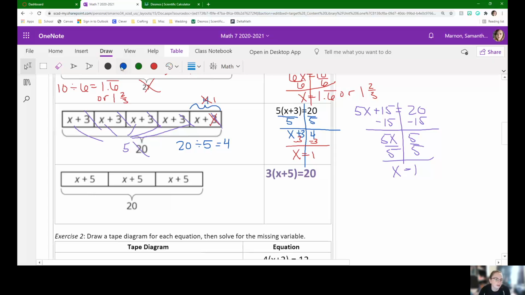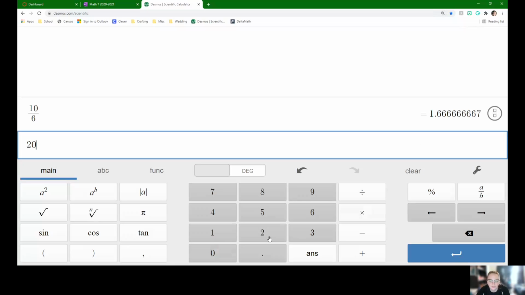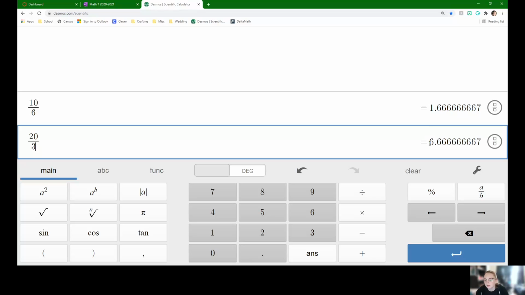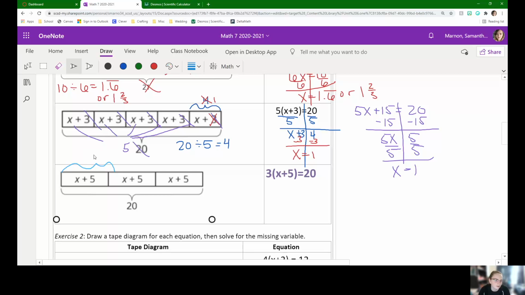Okay, so we do 20 divided by 3 to figure out what each group is. Let's use this pretty light blue. So let's get our Desmos open, and we'll do 20 divided by 3. And we get 6.6 repeating, or 20/3. It's like 6 2/3. But we also have this plus 5. So if I take away this plus 5, this 6.6 repeating changes to just 1.6 repeating, or 1 2/3.